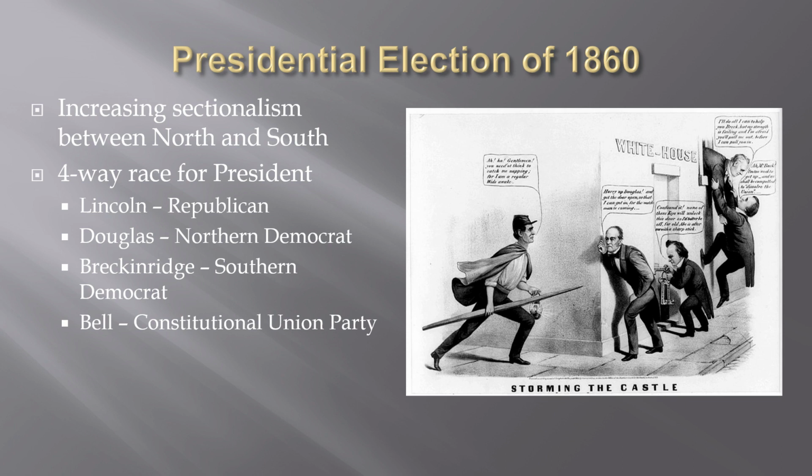And then you have some more moderates in the South and people that are kind of pulled in from a couple different parties. They're going to form the Constitutional Union Party, and their nominee is going to be a guy named John Bell.